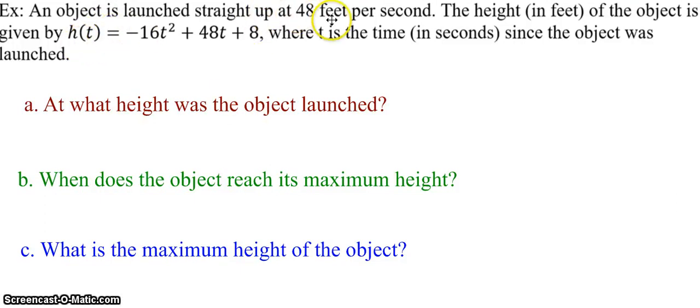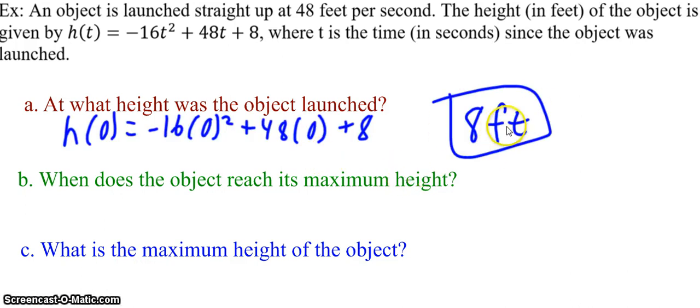It's launched straight up at 48 feet per second. The height in feet of the object is given by this equation, where t is time in seconds since the object was launched. So the y values or outputs are height, the x values, or in this case t values, are time in seconds. At what height was the object launched? So I want you to try to answer this. I'm going to have you pause the video, but my hint is think about what time was the object launched. Like if you start a race, how much time is on the clock when you start the race? That should help you figure out what height the object is at. Pause the video, unpause when you're ready to discuss. Just part A.